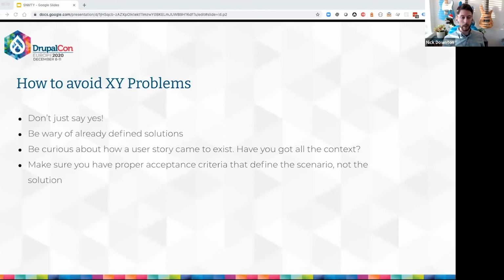So be curious about how a user story came to exist, and understand whether you have all of the context. And make sure you have proper acceptance criteria that define the scenario and not the solution. This is actually quite a difficult thing to do. It's a fine line between scenario and solution, but you need to understand: is this guiding the person who is going to add implementation details to a story, or is it just prescribing?